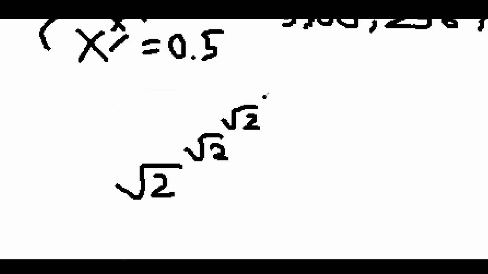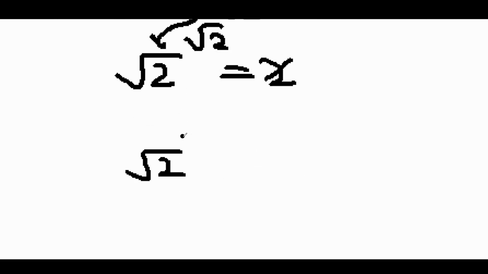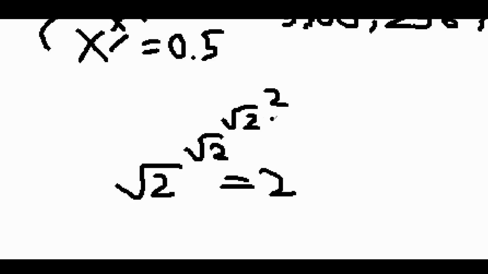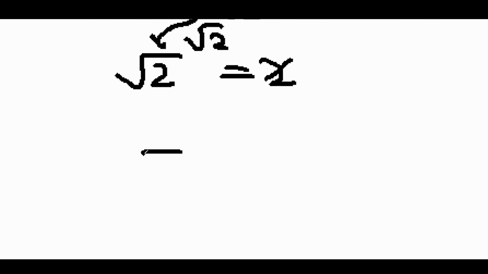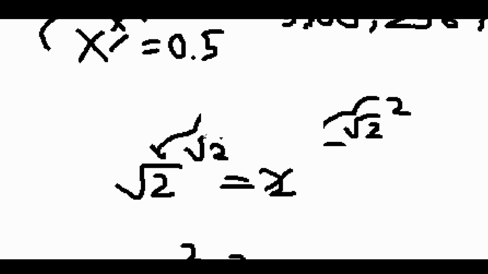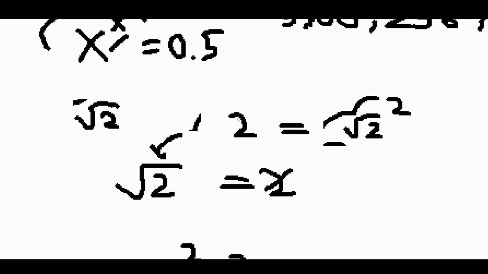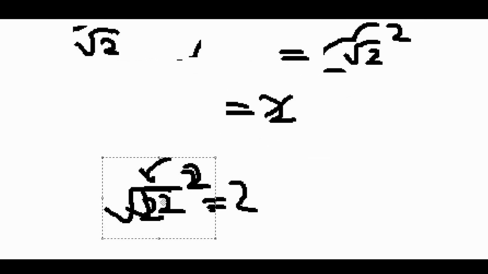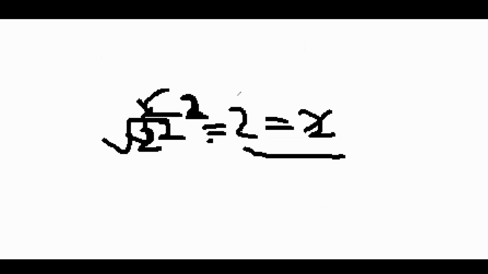So firstly, let's go on with a simpler example of root 2 to the root 2 equals 2 equals x. Okay, anyways, this equation equals x. So you solve it going from top down. So root 2 squared is equal to 2. So you just cascade that equation down and you have it that x equals 2.